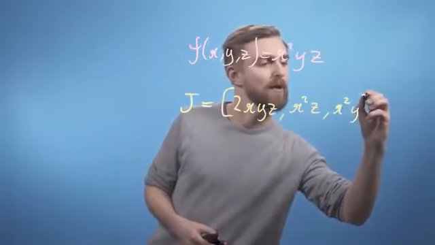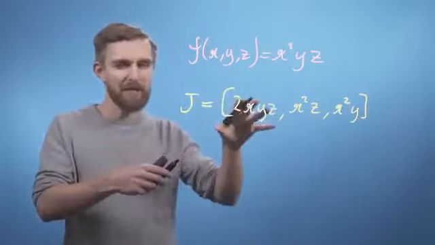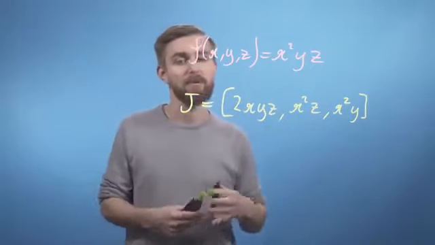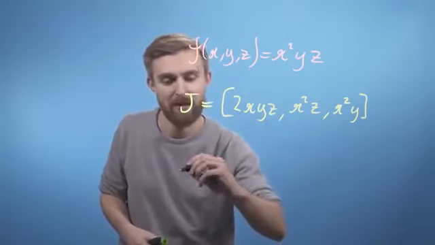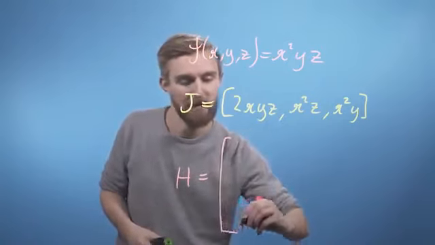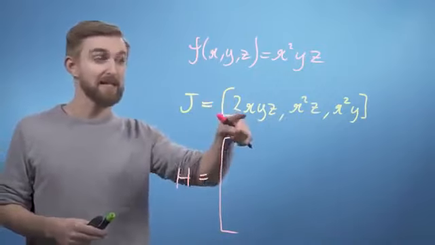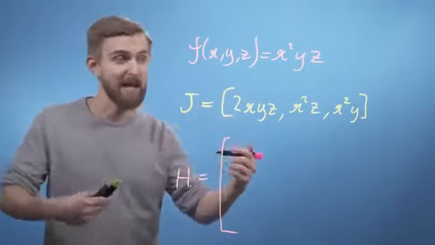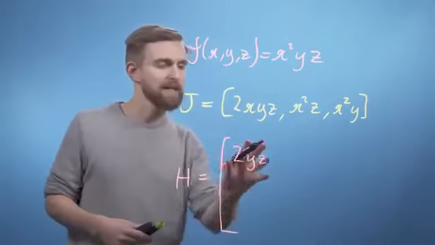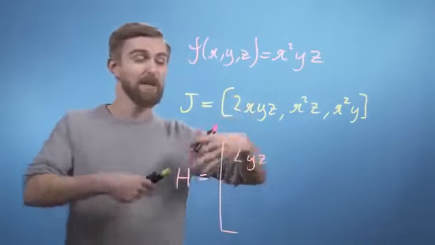Now, using this, we can then think about differentiating again with respect to each of the variables, which will then give us our Hessian matrix. So H is just going to equal, we'll put a big bracket here. So we want to take this thing and differentiate it with respect to x again. So we're going to get 2yz. So the next term along, we're going to differentiate this thing with respect to y.